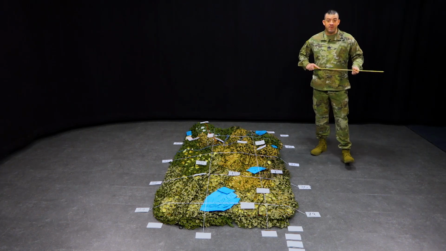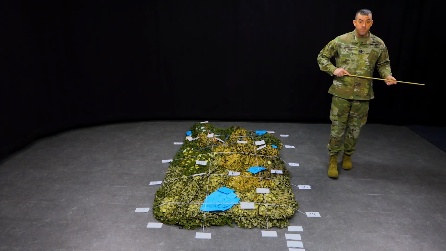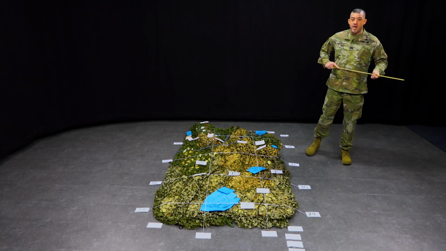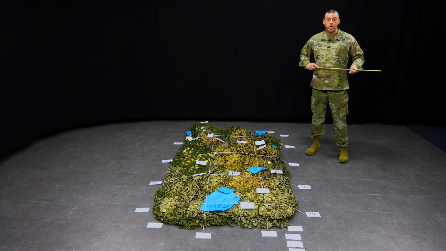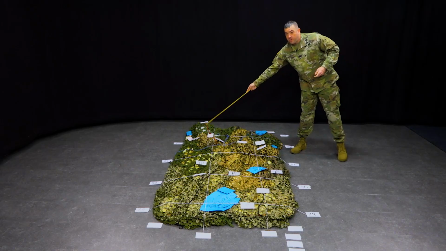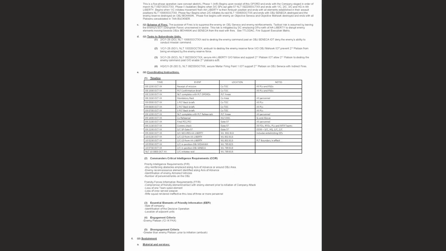2nd Platoon is the decisive operation, that is you. Task: destroy enemy command node. Purpose: deny the enemy's ability to conduct mission command. 1st Platoon is Shaping Operation 1. Their task: destroy enemy reinforcements on Objective Mohawk, located here. Purpose: prevent 2nd Platoon from being enveloped by enemy reinforcements coming from the northwest.